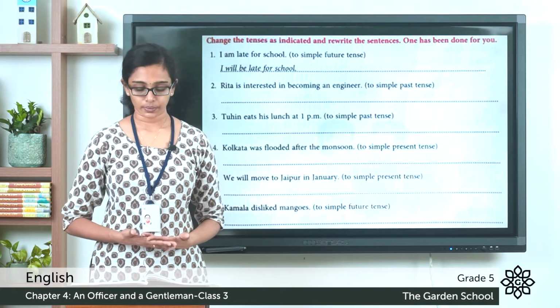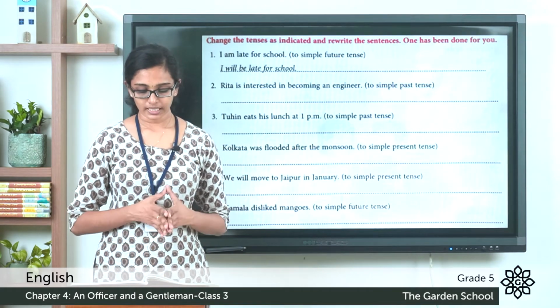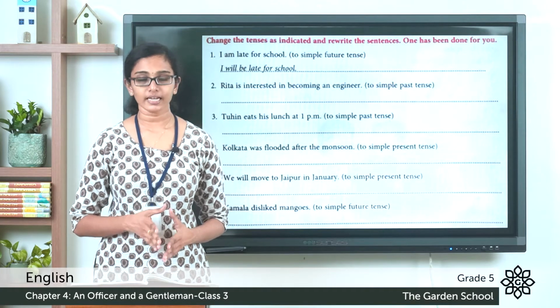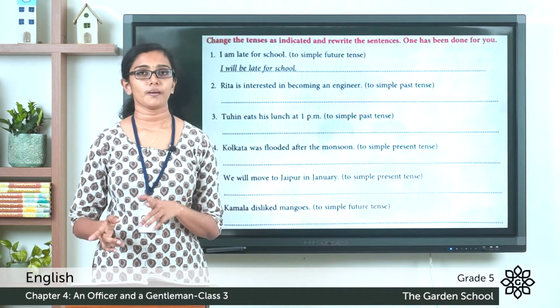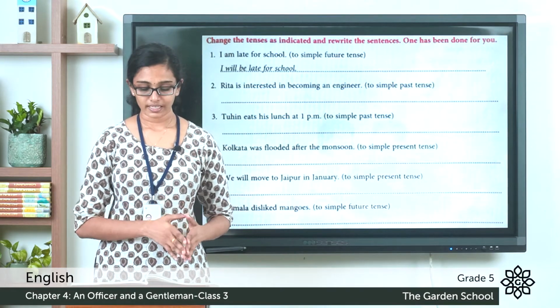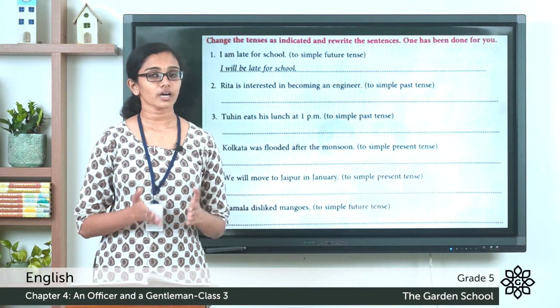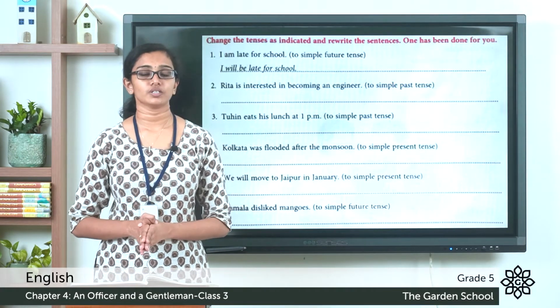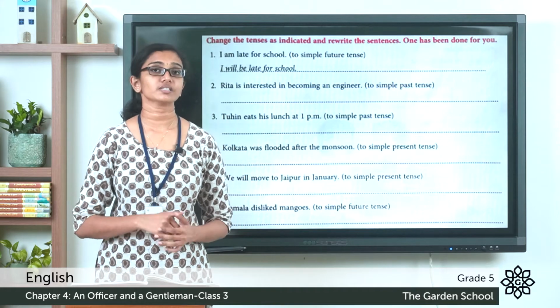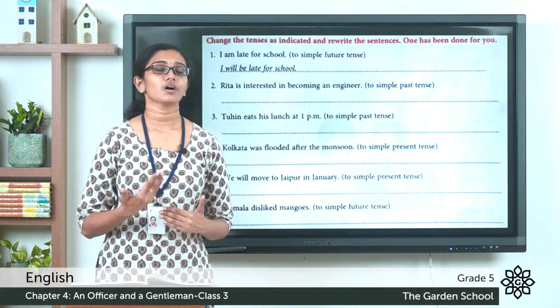Now let's see the second question. Let's do this one on our own. Question number 2. Rita is interested in becoming an engineer. To simple past tense. So the given sentence here is in present tense form. Rita is interested in becoming an engineer. So right now she is interested to become an engineer. We are asked to convert the sentence to past tense. So this is will become was.